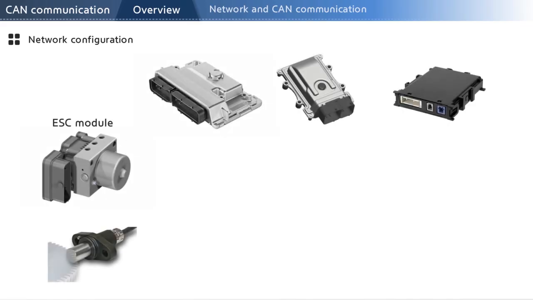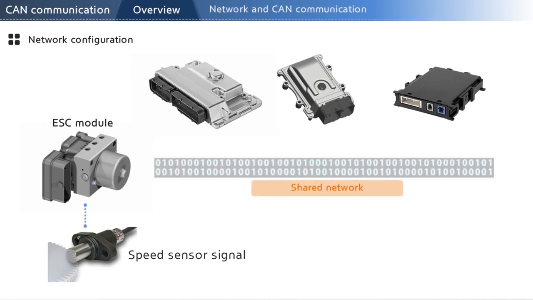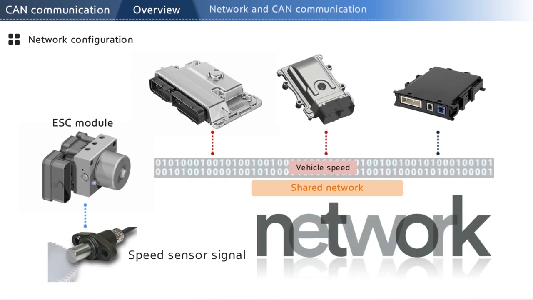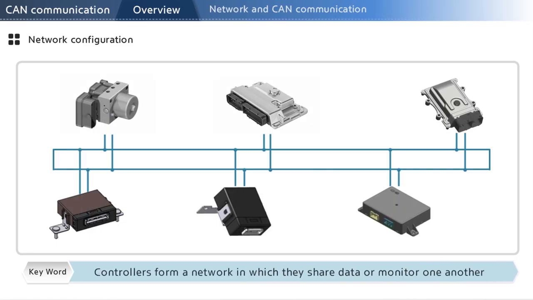Consider this configuration instead. The speed sensor is connected to the ESC module only, which shares the speed data with other controllers through a shared network. This signal is delivered to the engine and transmission through the network, while other units can simply ignore the signal as they do not need the data. This is how information is shared through the network. In vehicles, the CAN communication is typically used for this purpose.